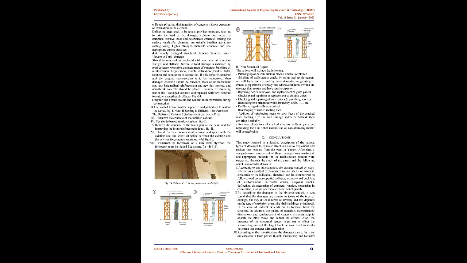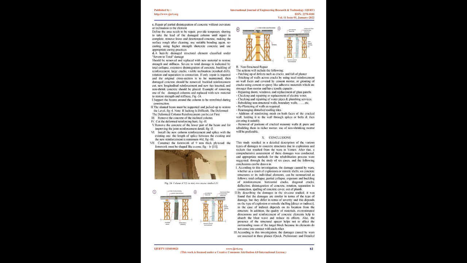1. Support the beams around the column to be retrofitted during construction. 2. The slanted beam must be supported and jacked up to restore the level, Fig. 1. Note, if jacking is difficult, the deformed column reinforcement can be cut first. 3. Remove the concrete of the inclined column. 4. Cut the deformed reinforcing bars, Fig. 2.